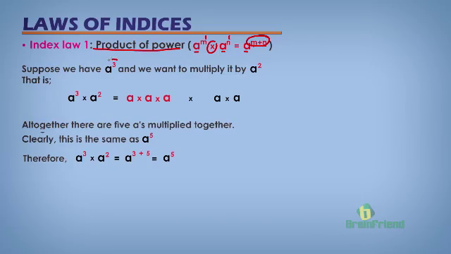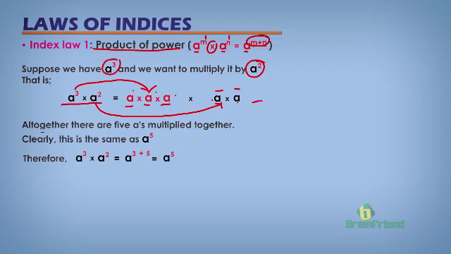Suppose we have A raised to power 3, and we were asked to multiply it by A raised to power 2. We'll simply write it out like that: A raised to power 3 times A raised to power 2. We could expand A raised to power 3 as A times A times A, and expand A raised to power 2 as A times A. Then do a simple count. 1, 2, 3, 4, 5. Hence we have 5 A's, and that is our answer.